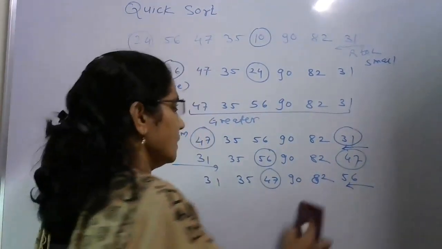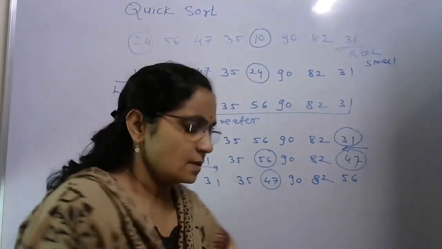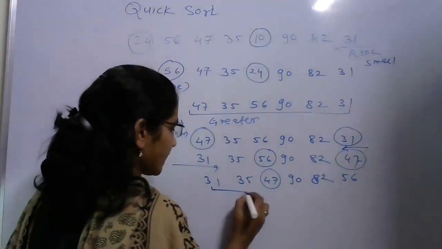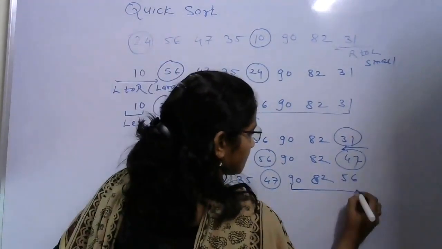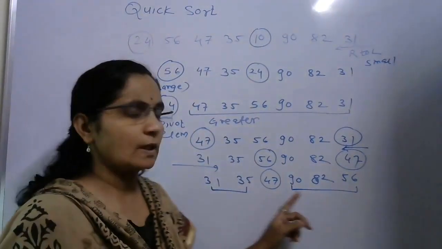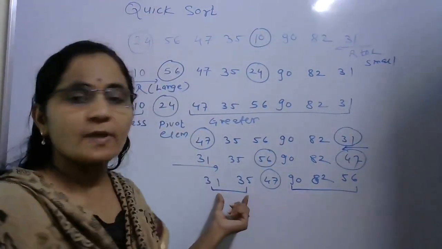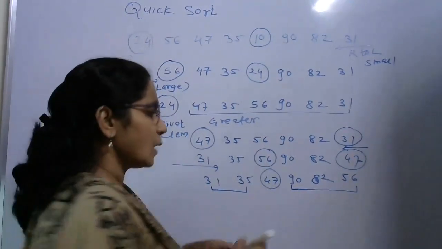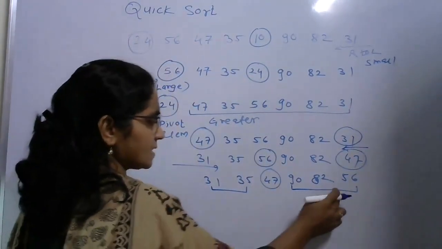So here 47 is at its final position, and hence you again get two different sublists. Sublist 1, pivot element, sublist 2. But sublist 1 is already sorted, 31, 35. This is a pivot element. So now you just solve the second sublist.